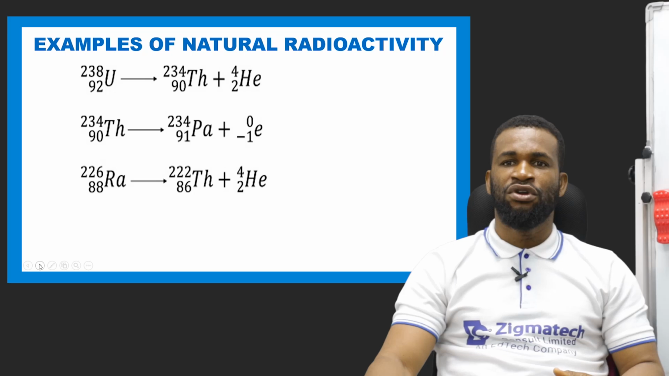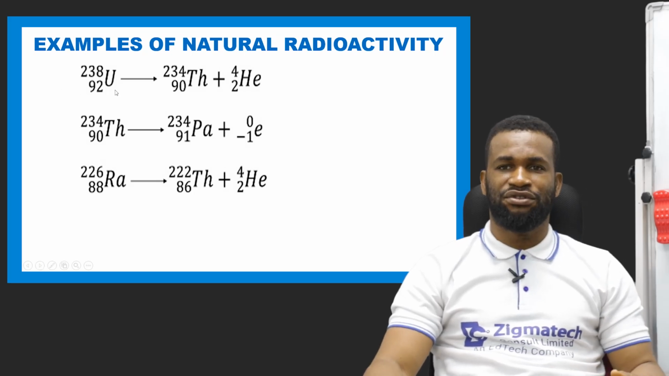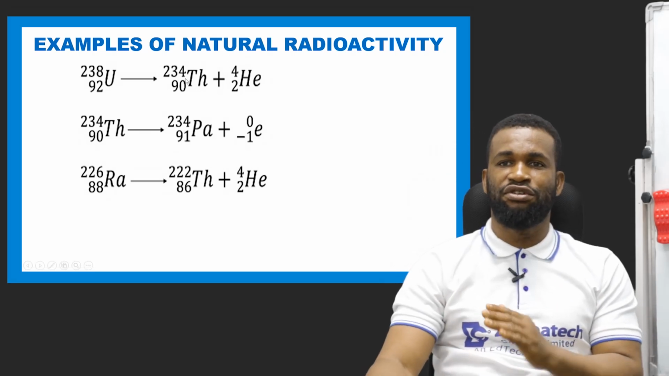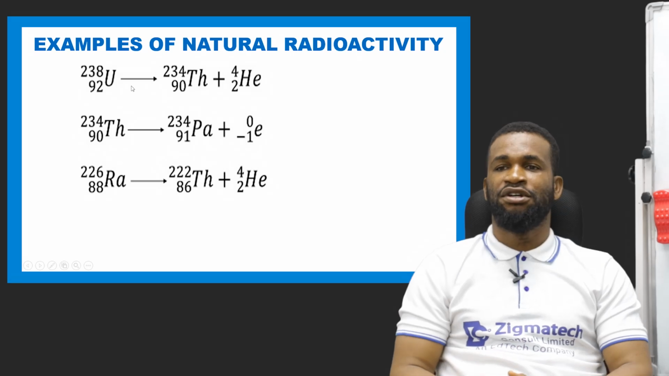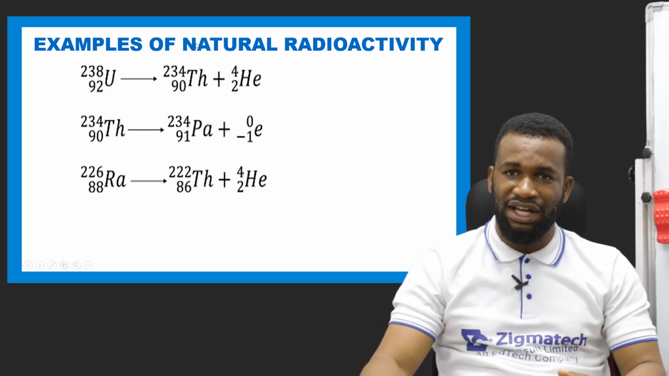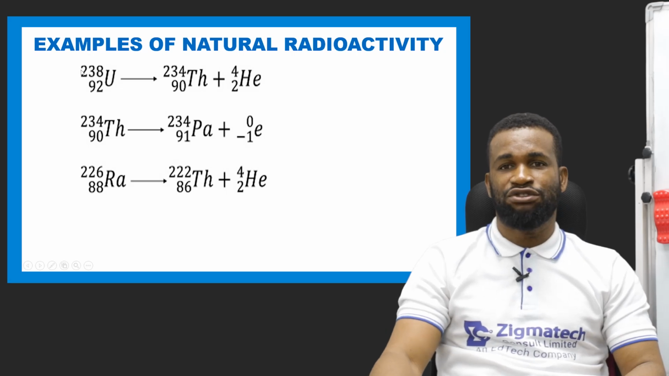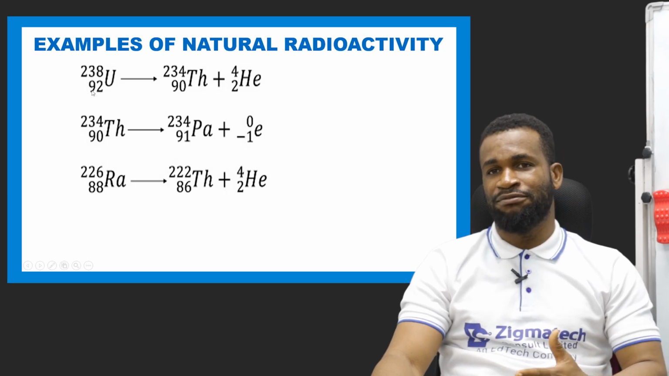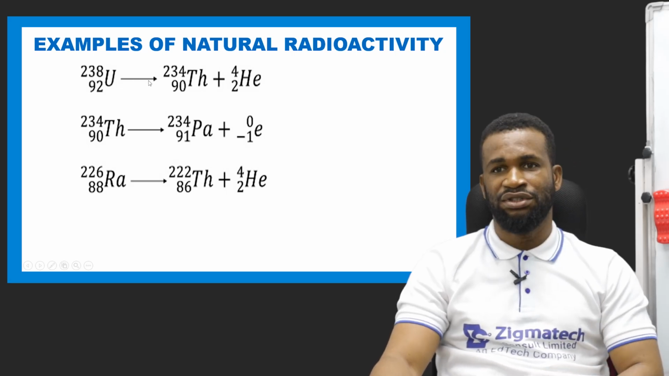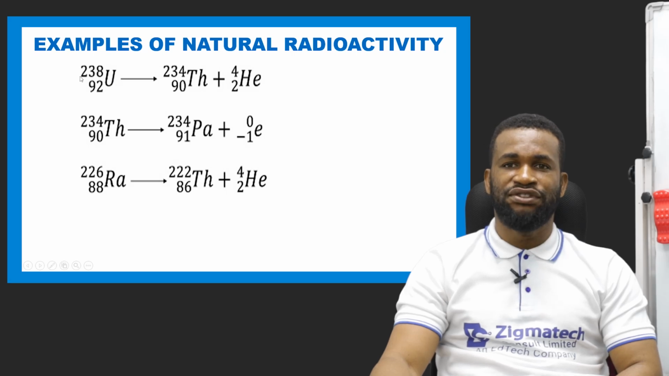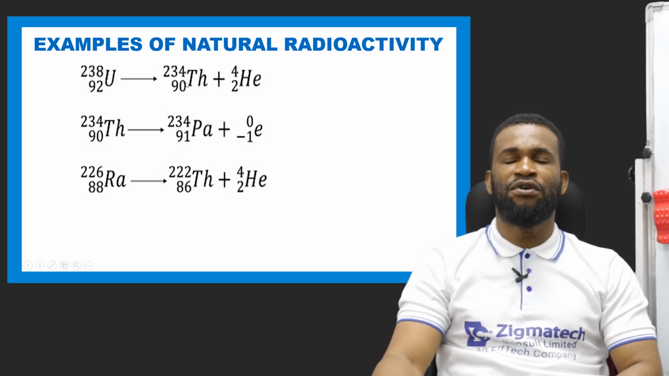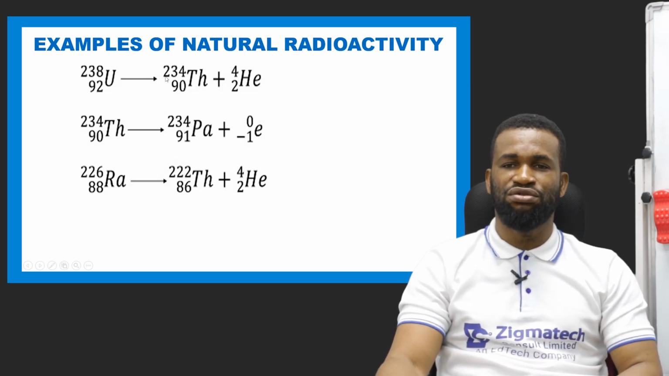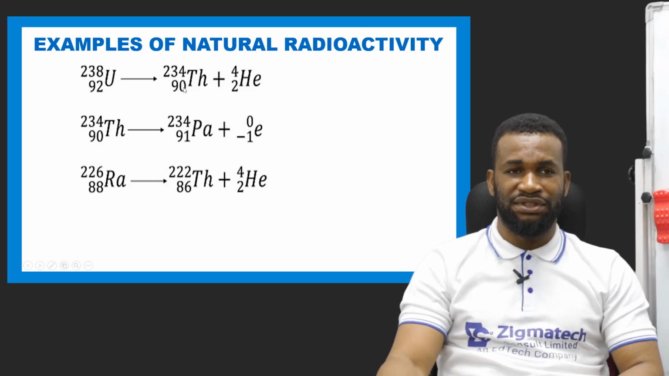On the other hand, there are examples of such radioactivity. I may not go into telling you how these nuclear equations are formed, because this is just part one. We are just introducing them. But if you look at this, you realize that this is uranium with mass number 238 and number of protons 92. If it undergoes this radioactivity, a new element is formed, and that new element is called thorium, which is 234 with atomic number 90.